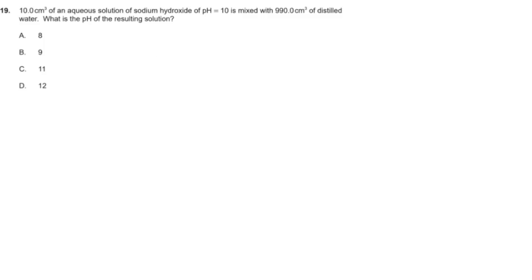10 centimeters cubed of aqueous sodium hydroxide, pH is 10, and then we're adding water, so that's 990. We're adding 990 centimeters cubed of water. Okay, remember the pH scale is a logarithmic scale, base 10. So we're going from a volume of 10, and then we're going to bring the volume to 1,000 because we're adding 990. So 10 to 1,000 on the log scale is a factor of 2. So the pH should be 8. 10 to 8. Yeah, so it's kind of tricky.